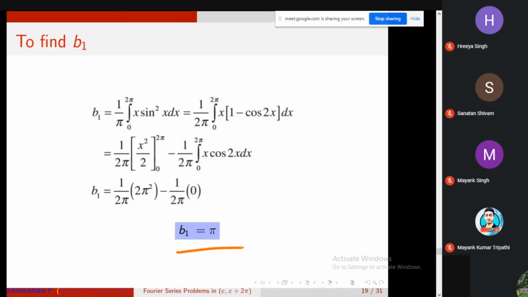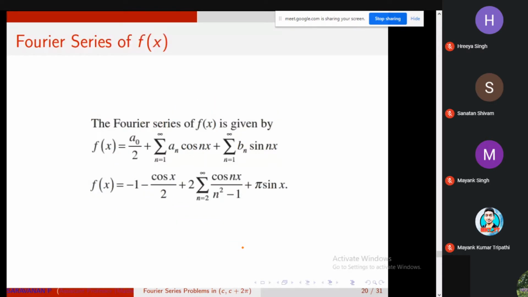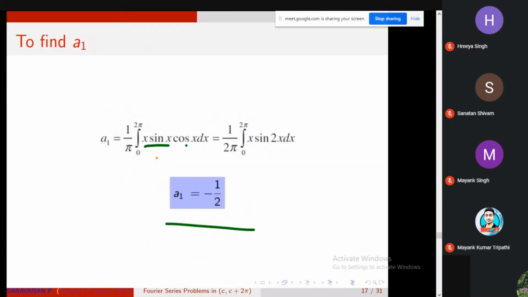Okay, so now what we have got is a0, we have got an for n not equal to 1, then we have got a1, then we have got bn for n not equal to 1, it is 0, then we have got b1, b1 value is pi. Now substitute all this here. So now go back to your calculation.